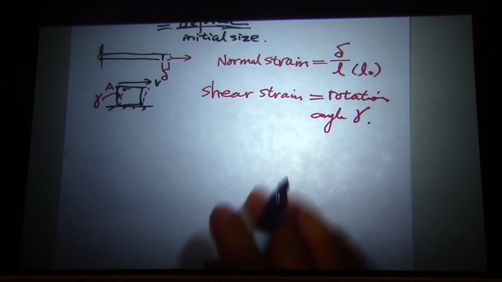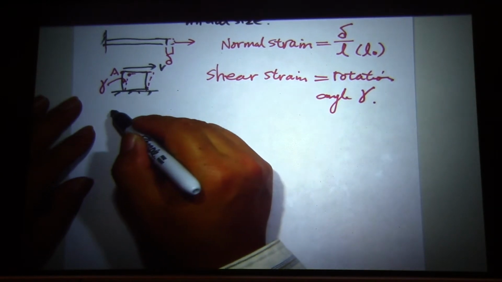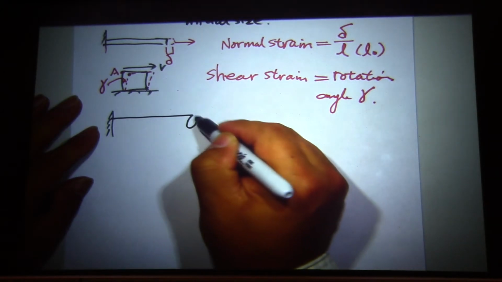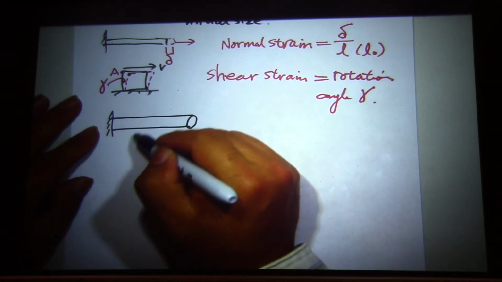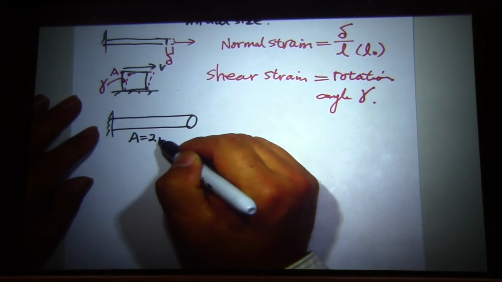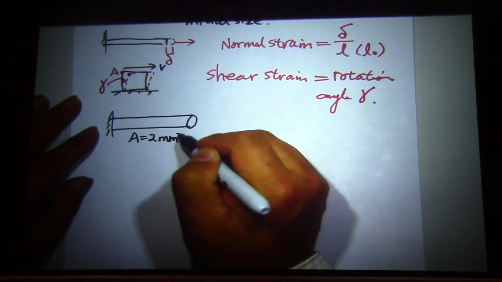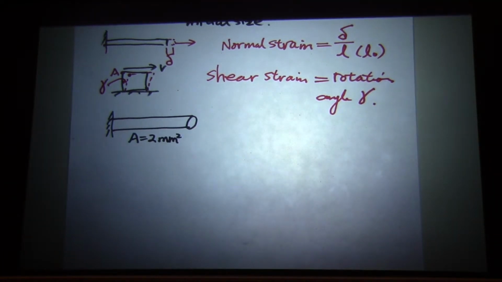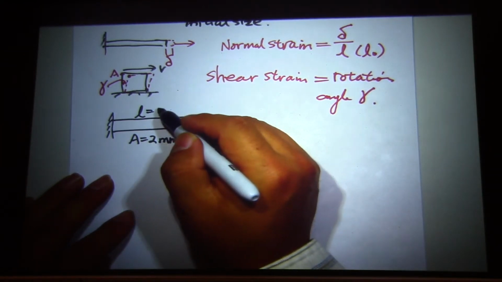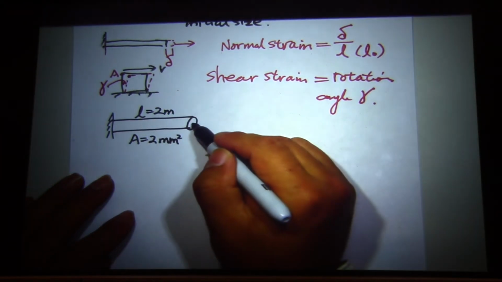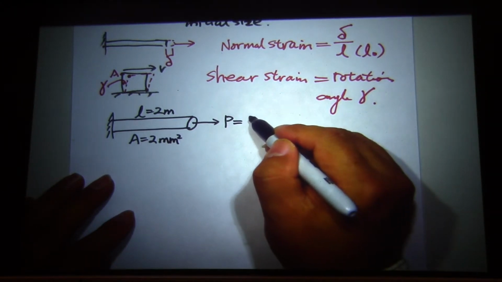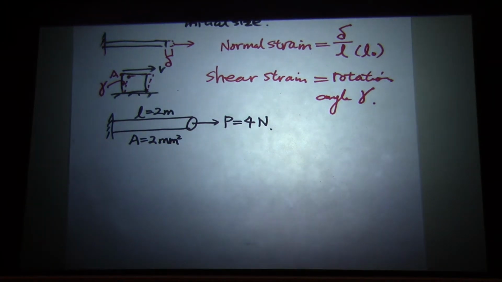Okay, let me give one example here. Let's say I have a bar here. I know all the dimensions. Let's say the area A is, we can just give a number, 2 millimeter square. Area has to be in meter square. Then the length L, let's say 2 meters. Applying a load P, let's say 4 newtons, all right?